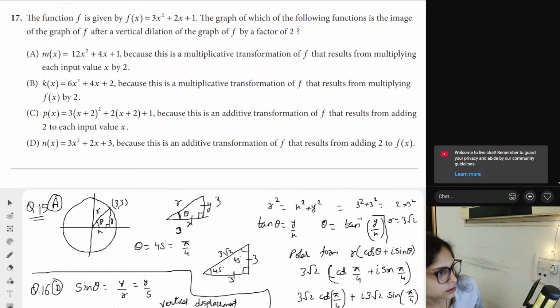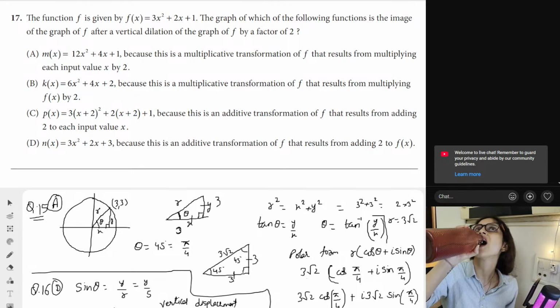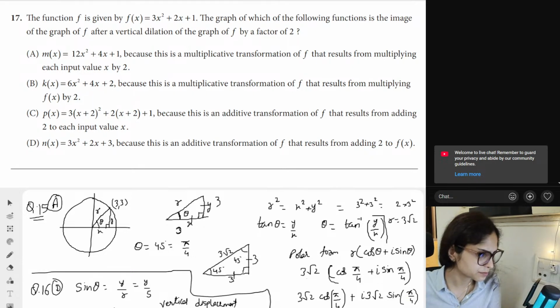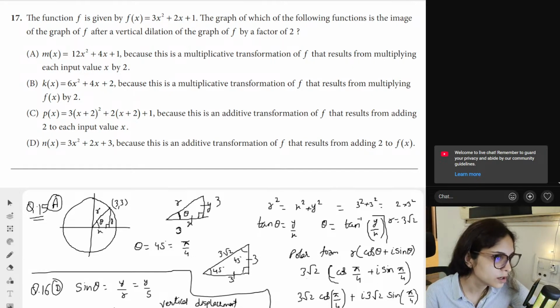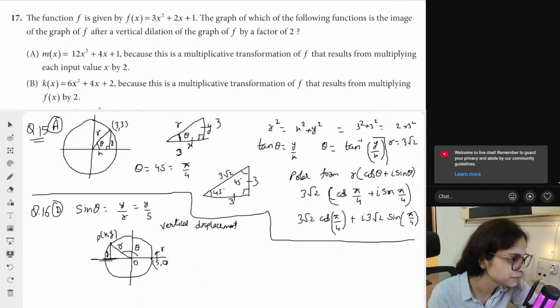Now question number 17. I'll drink more water. The function is given by 3x squared plus 2x plus 1. Which of the following is the image of the graph after a vertical dilation by a factor of 2? Vertical dilation means we'll just multiply by 2. Oh, for the previous question, I will just show you everything.